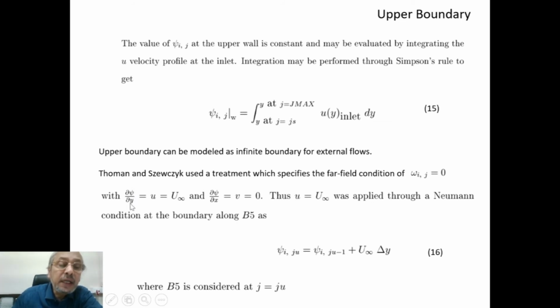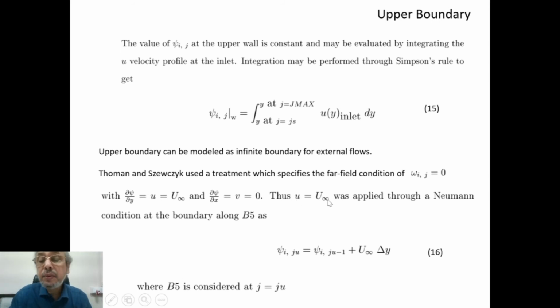With ∂ψ/∂y equal to u∞, a uniform stream may be considered, which is flowing with u∞ velocity, and ∂ψ/∂x equal to v equal to 0. So in the unperturbed stream, only the streamwise velocity is there, which is u∞. The v component is also 0. It is quite far from the solid boundary.